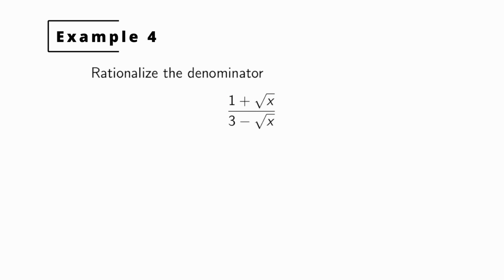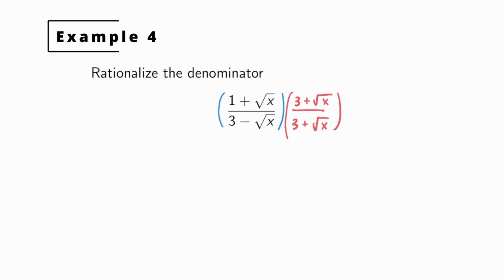For our final example, we use a similar technique to the last problem. It ends up being a little bit more complicated, but it's the same idea. So again, to rationalize the denominator, we want to multiply this whole fraction by the conjugate of the denominator, to both the numerator and the denominator. Since the denominator is 3 minus root x, the conjugate is 3 plus root x. If I multiply by 3 plus root x over 3 plus root x, all I've done is multiply by 1. So we have to distribute the top.